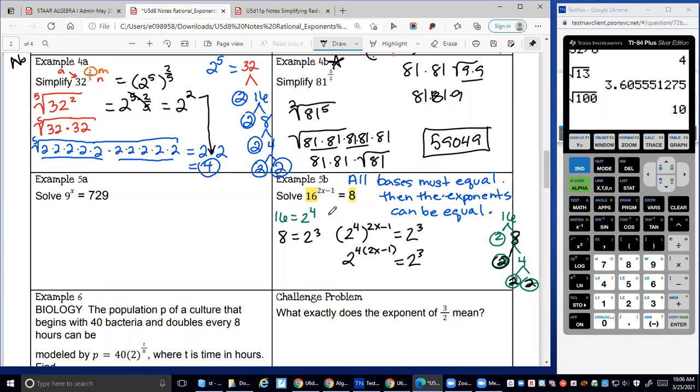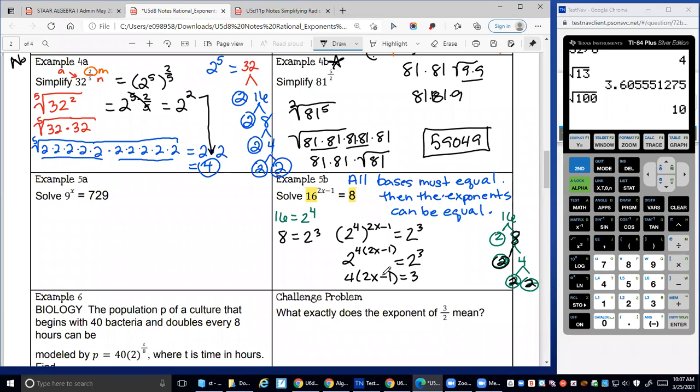Thank you, dear. So now that our bases are equal, let's go ahead and set our exponents equal. And we have 4 times 2x minus 1 equal to 3. Go ahead. How would I solve for x? It's been a little while. Do you remember? What would be the first thing we would do? 2.